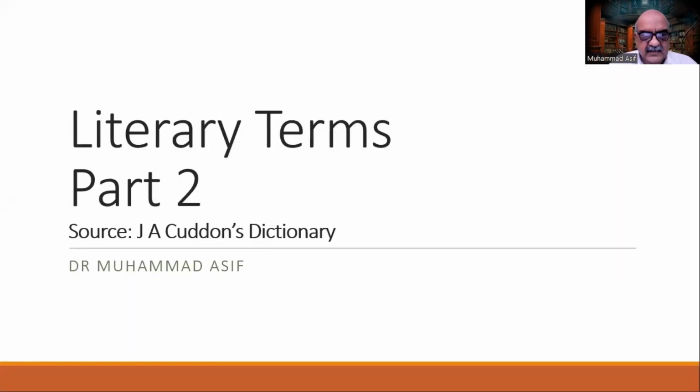In this video, I will discuss literary terms that start with letter H and end with letter K. In the first video, I have discussed literary terms that start with letter A, that is amphitheater, and end with G, that is Gothic. So let's start. These terms have been taken from J.A. Cuddon's Dictionary of Literary Terms.